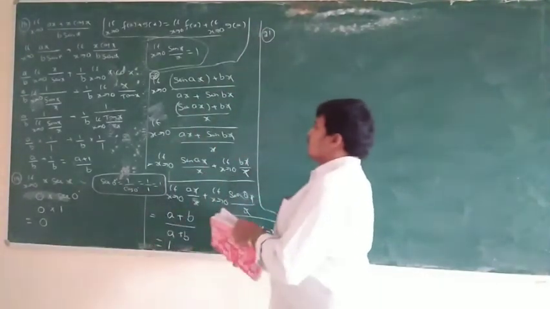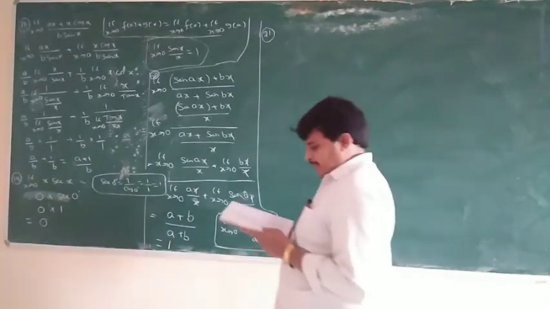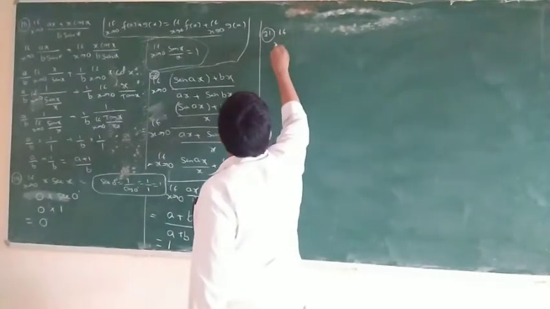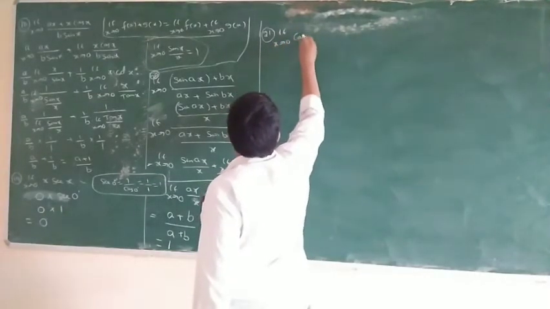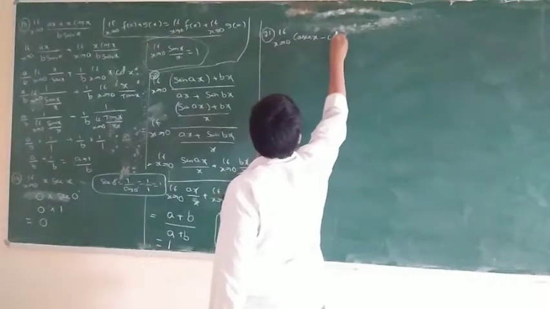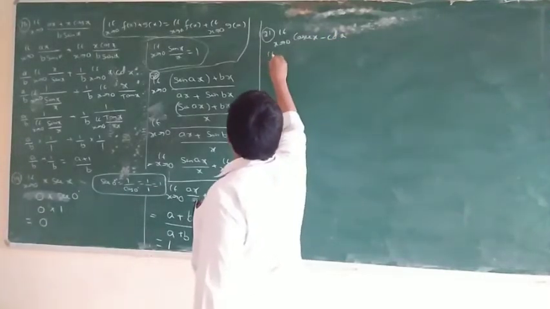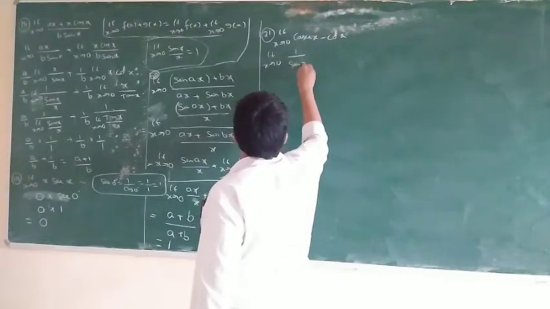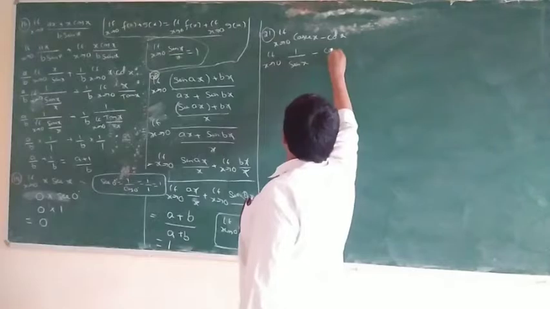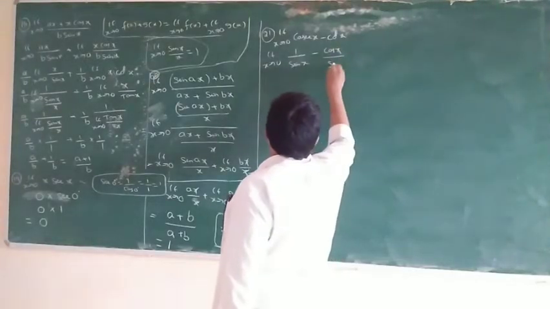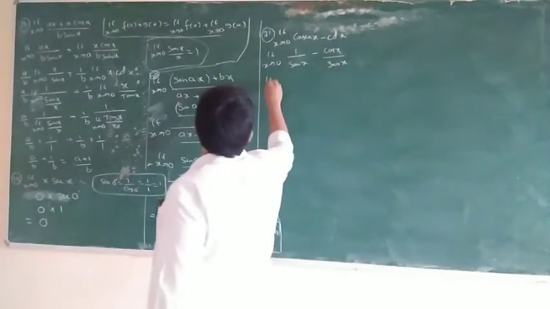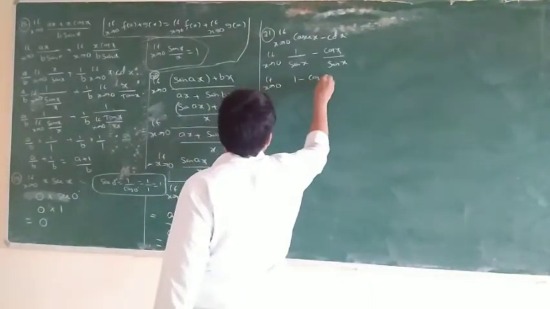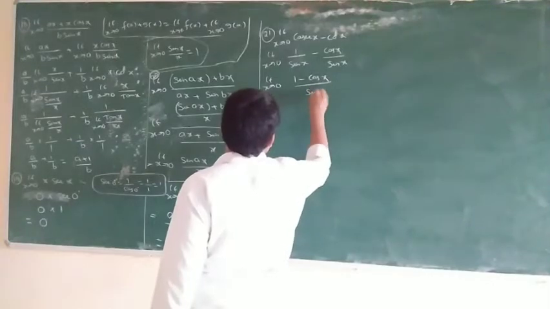Problem number 21. Limit x tends to 0 of cosecant x minus cot x. Cosecant x is equal to 1 by sin x, and cot x is equal to cos x by sin x. Taking the LCM, limit x tends to 0 of (1 minus cos x) by sin x.